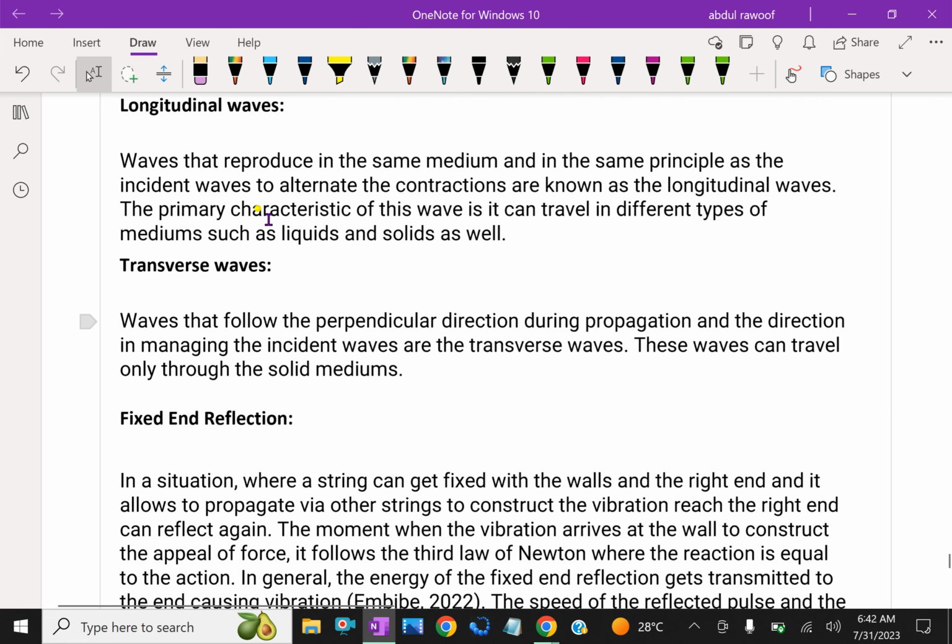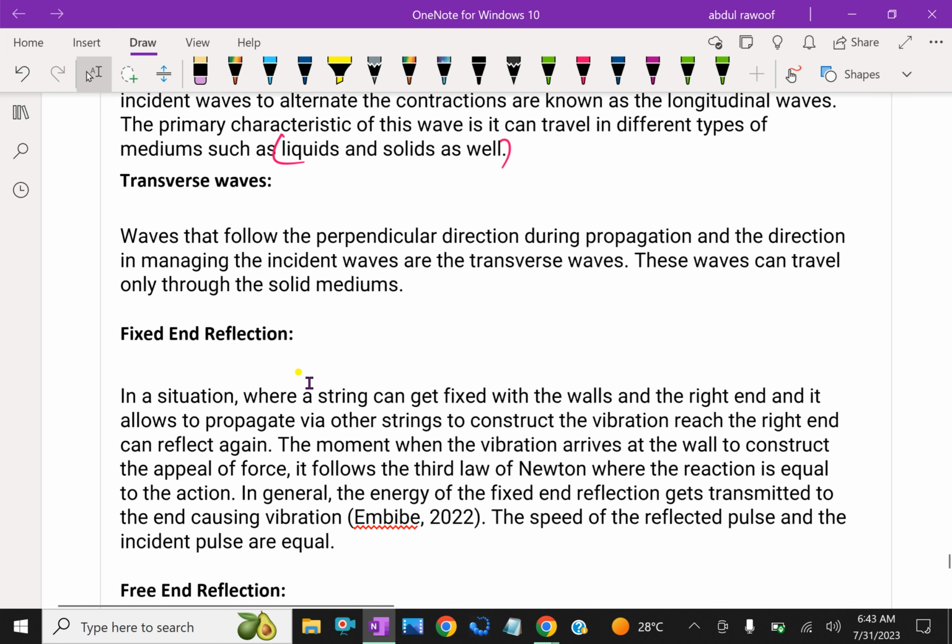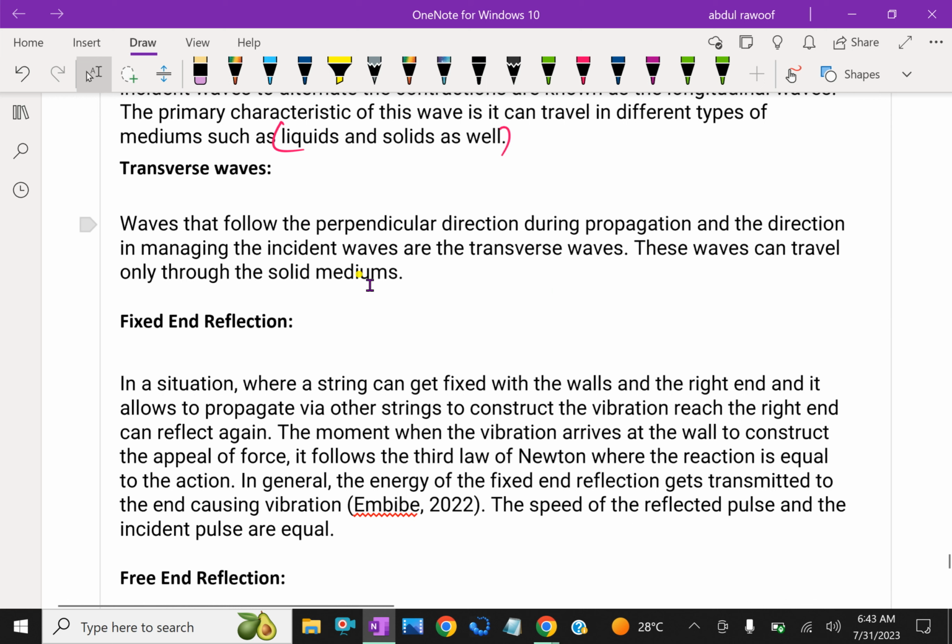Longitudinal waves. Waves that alternate contraction and expansion in the same direction as the incident waves are known as longitudinal waves. The primary characteristic of this wave is that it can travel in different types of mediums such as liquid and solid as well. Transverse waves. Waves that follow the perpendicular direction during propagation are transverse waves. These waves can travel only through a solid medium.